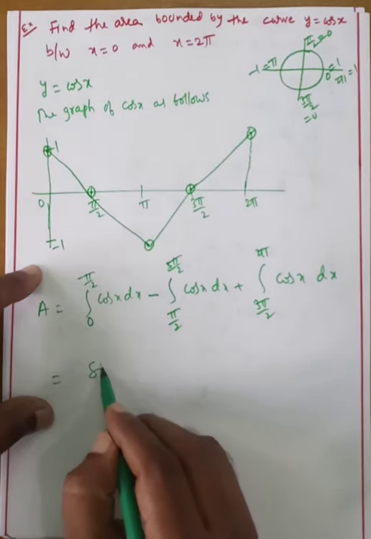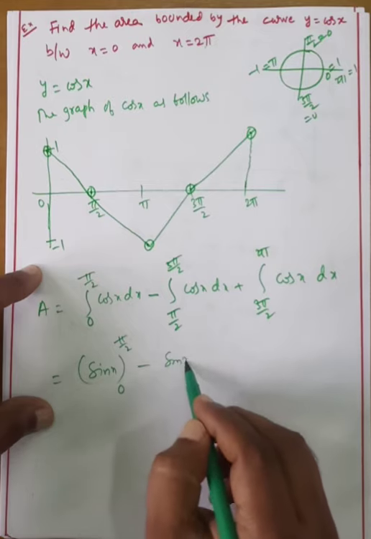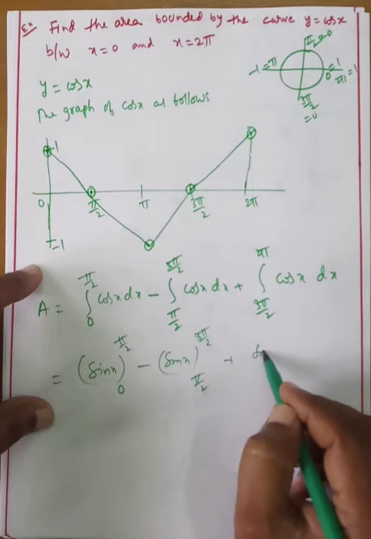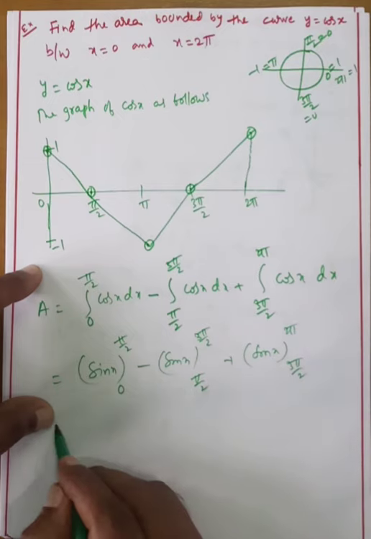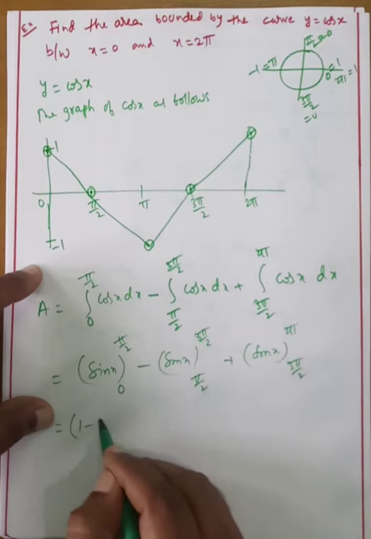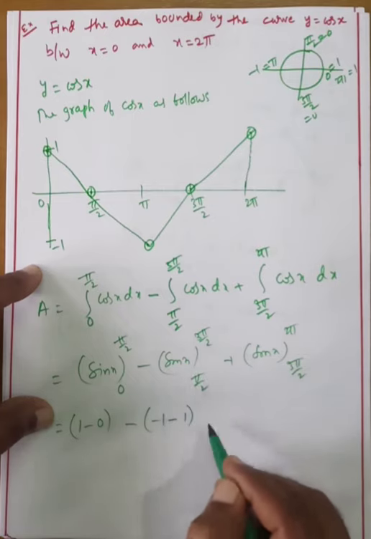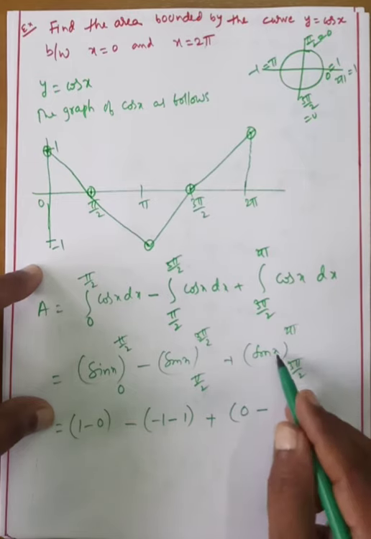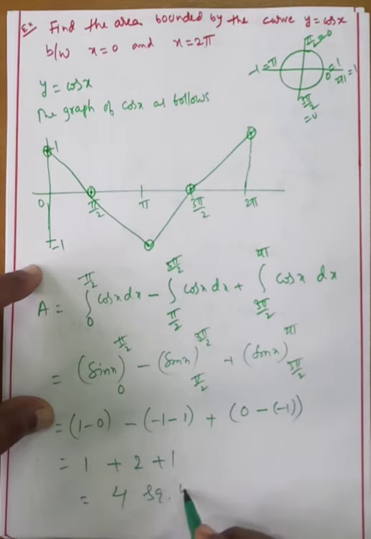Now the integral of cos x is sin x: sin x with limits 0 to pi by 2, minus sin x with limits pi by 2 to 3 pi by 2, plus sin x with limits 3 pi by 2 to 2 pi. My dear students, upper limit sin 90 is 1 minus 0, minus sin 3 pi by 2 is minus 1 minus sin 90 is 1, plus sin 2 pi is 0 minus sin 3 pi by 2 is minus 1, so 1 plus 2 plus 1, that is equal to 4 square units.